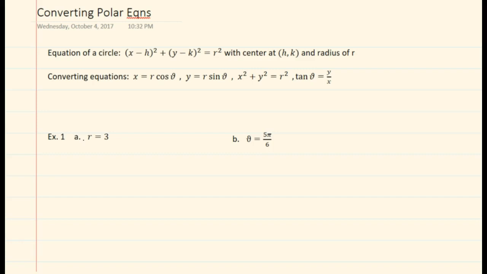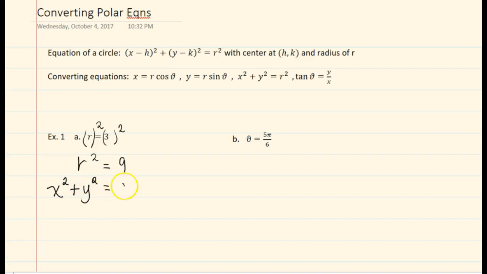This is a polar equation that can be entered into our graphing calculator to see what the graph looks like. We can also convert this equation into a rectangular equation. Let's first start by squaring both sides of our equation so that we get r² = 9. From right triangle trig, the Pythagorean theorem, and from converting coordinates, we know that x² + y² = r². So our equation now becomes this.